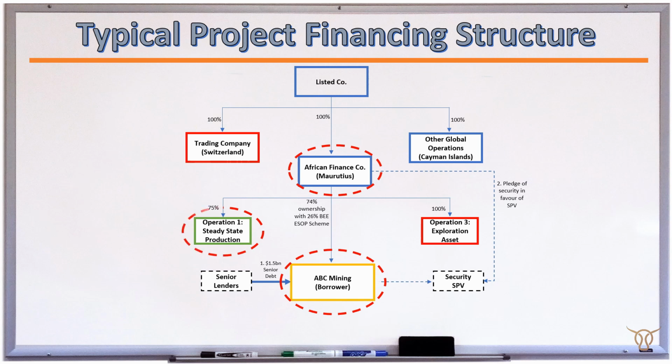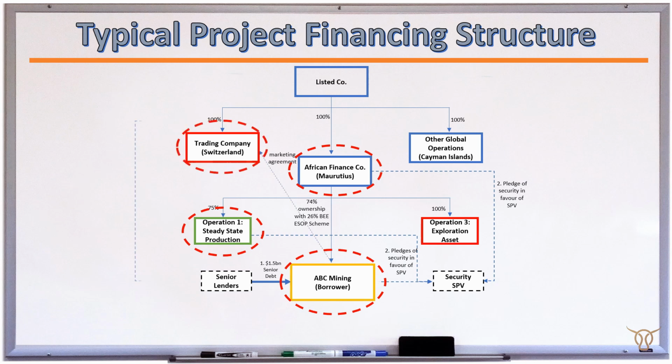Operation 1. This is an asset that is already in steady state production and is therefore generating cash. If possible, lenders would want security over cash generative assets as a way of de-risking the transaction.